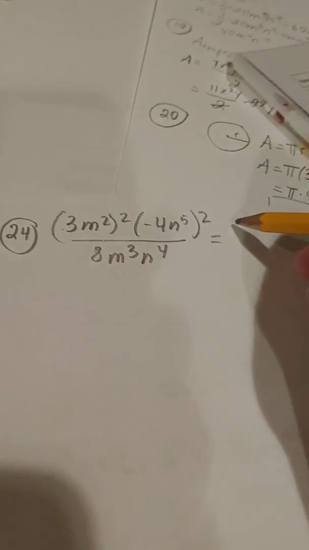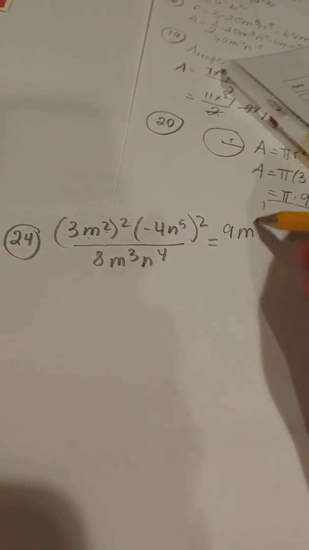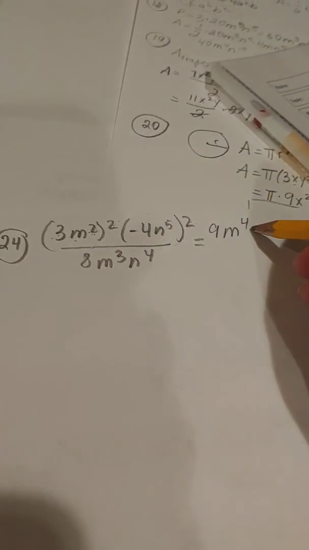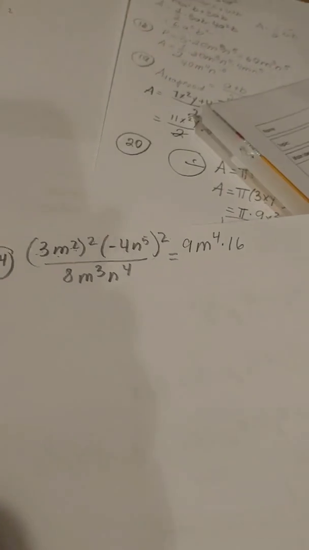So 3 squared is 9. M squared to the second power is m to the fourth, because 2 times 2 is 4. Negative 4 squared is positive 16, because negative 4 times negative 4 is 16.